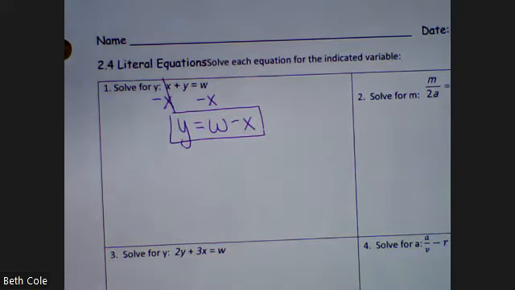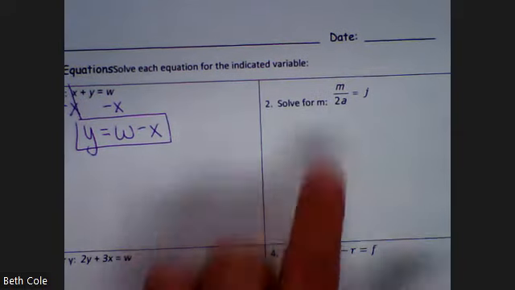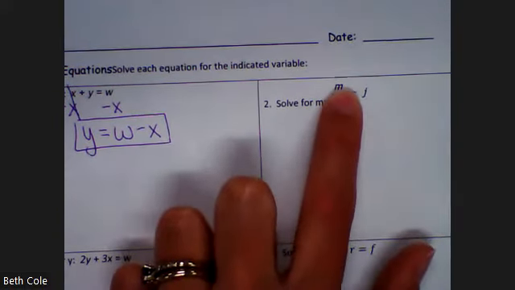Again, if you can solve a regular equation, you can solve a literal equation. No difference. It just looks scarier because there's letters everywhere, that's all. All right, let's look at 2. It says solve for M. That means you're going to leave M where it is, move everything else away.